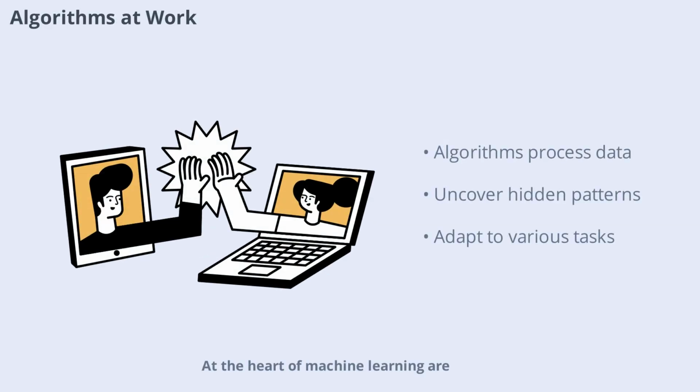The heart of machine learning is algorithms, step-by-step procedures that process data and uncover patterns. These algorithms can be simple, like finding the average of numbers, or complex, like recognizing speech or translating languages. The choice of algorithm depends on the problem you want to solve and the type of data you have. As we move forward, we'll see how different algorithms are used for different tasks, making machine learning incredibly versatile.